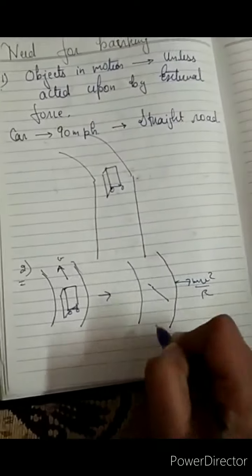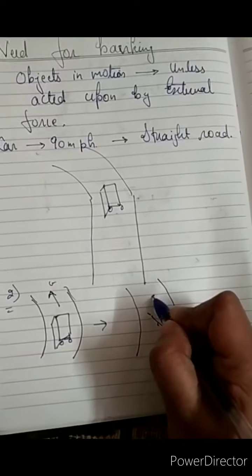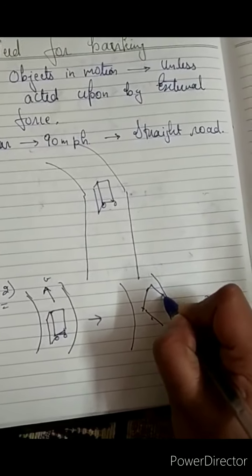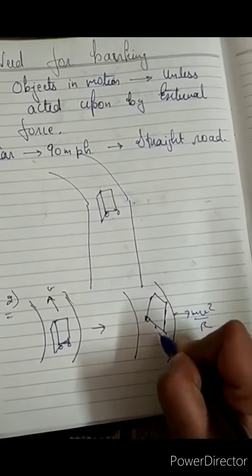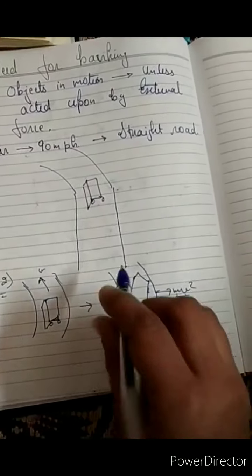Suppose the friction, this is the second need of banking. This is the second one. Now imagine if there's a toppling condition for your car, what will happen at the time of toppling? So mv square by r will give a greater push as compared to mg. Look, first I will draw the car so that you get a better understanding of it. Okay, mv square by r, just try to take it out.